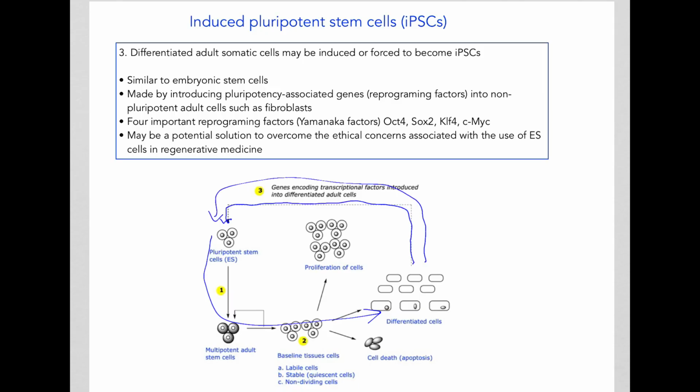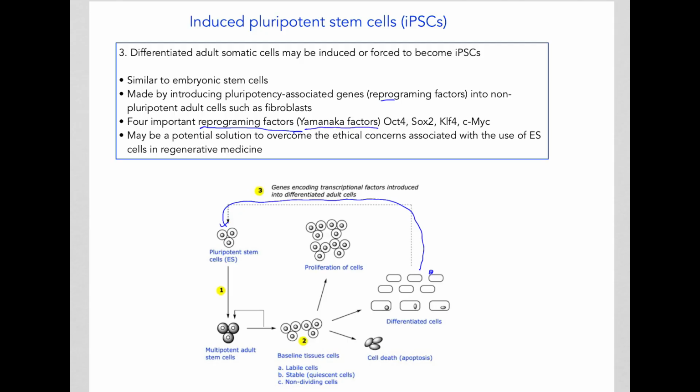This can be done by introducing what we call pluripotency-associated genes or reprogramming factors into these differentiated cells such as fibroblasts. So when these reprogramming factors are introduced into a specialized cell or differentiated cell such as a fibroblast, the fibroblast becomes a pluripotent stem cell. Four important reprogramming factors have been found. We call these the Yamanaka factors. These include OCT4, SOX2, KLF4, as well as c-MYC.